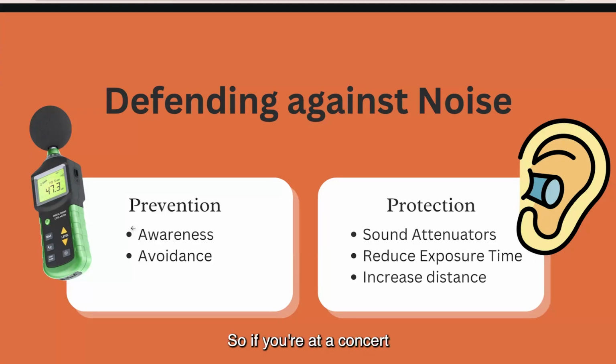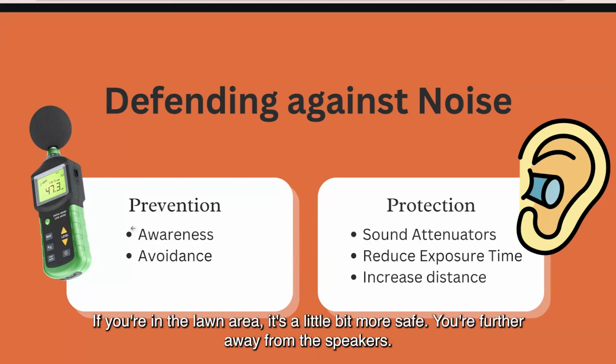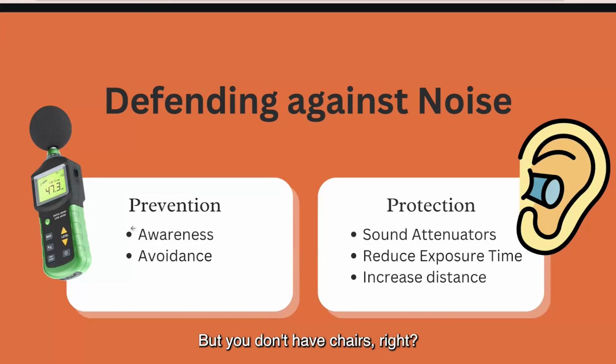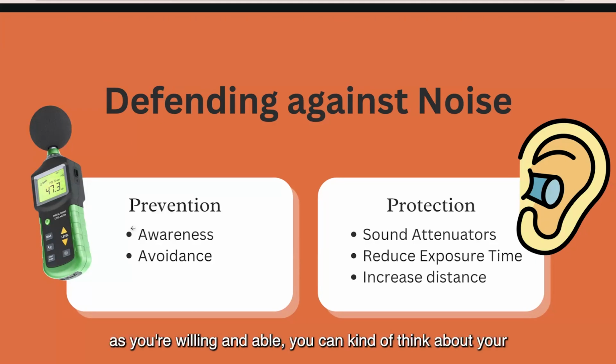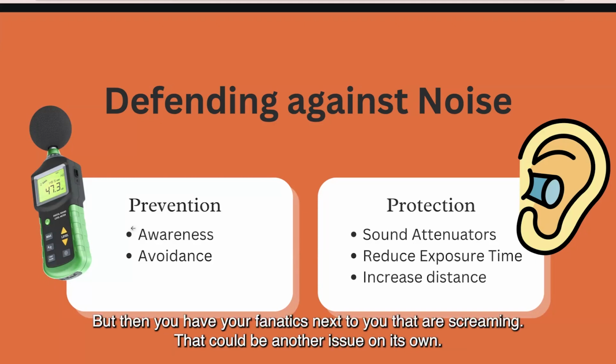So if you're at a concert, let's do the Shoreline Amphitheater is what I have in mind. Outdoor venue is pretty good. If you're in the seated area, you're closer to the speakers, so that puts you at more risk. If you're in the lawn area, it's a little bit more safe. You're further away from the speakers, but you don't have chairs, right? So as you're willing and able, you can think about strategically positioning yourself at a concert, so that you're away from the speakers. But then you have your fanatics next to you that are screaming. That could be another issue on its own.